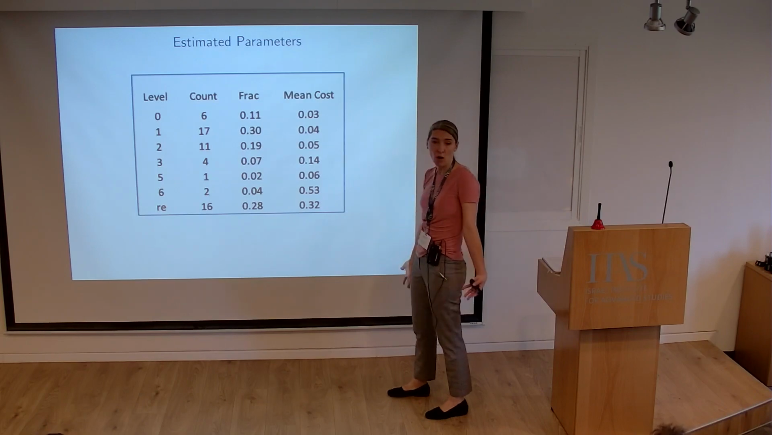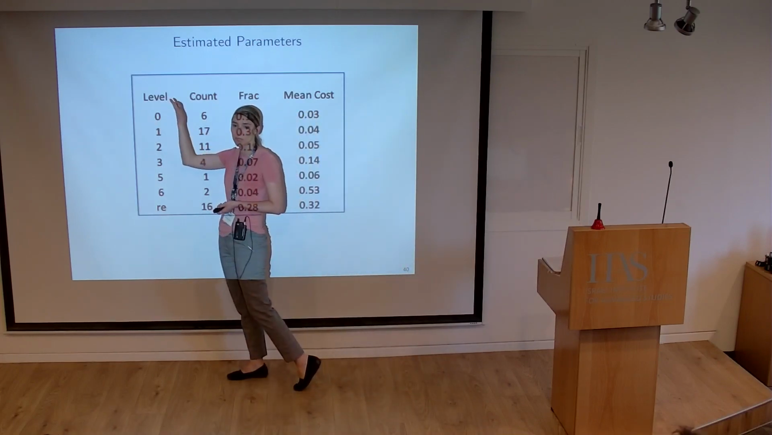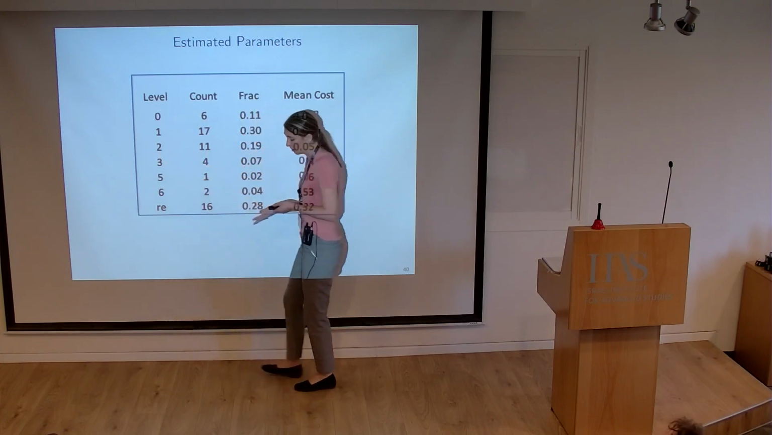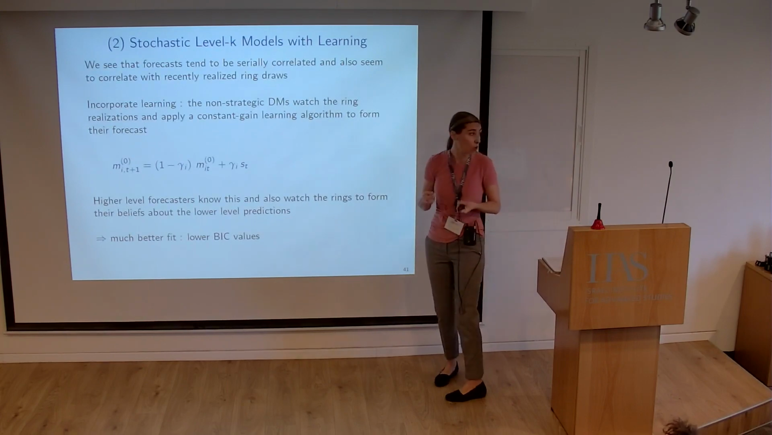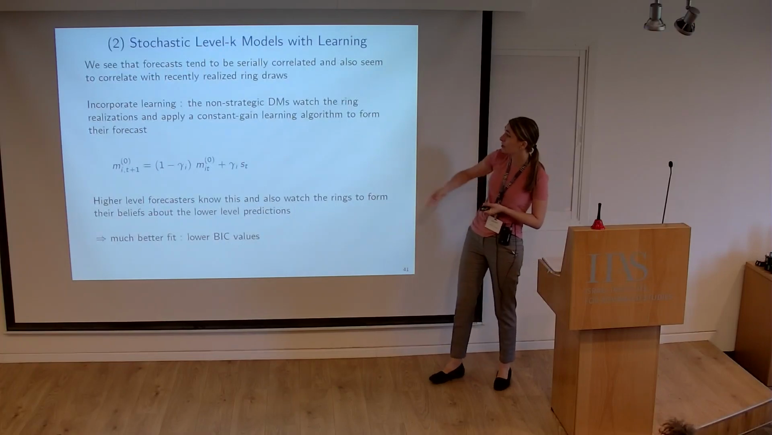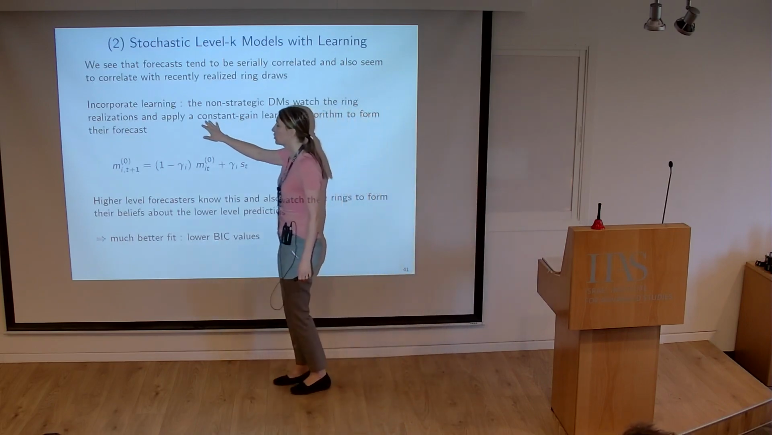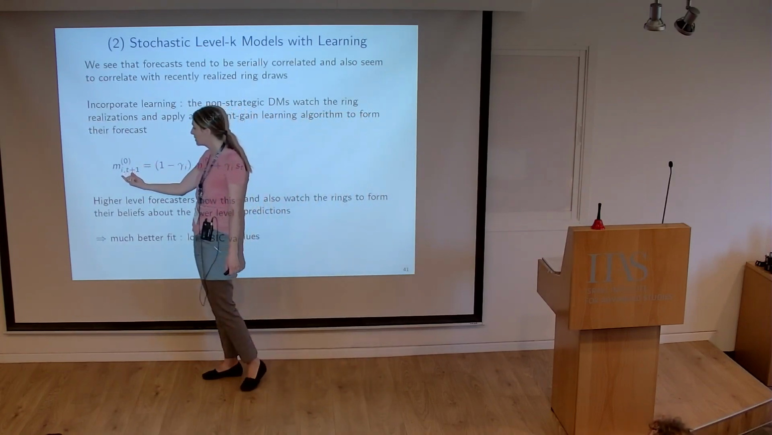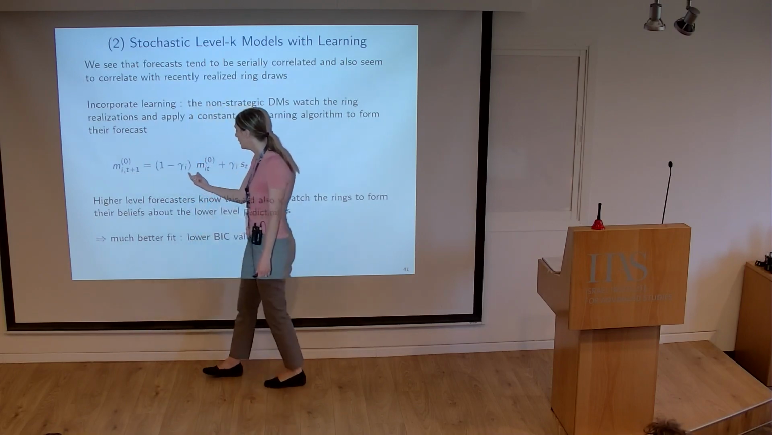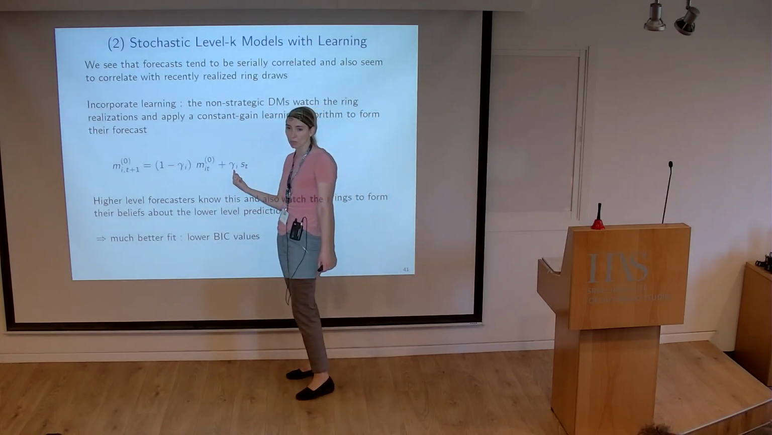Okay, so here we're not allowing at all use of the rings, right? So let's think about a more sophisticated level 0 decision maker who doesn't just randomly pick forecasts, but actually uses the rings. We see in the data that forecasts tend to be serially correlated, and they also correlate with recently realized ring draws. So let's incorporate learning. The level 0 decision makers watch the rings, and let's suppose, like in a big literature in macro, that they apply a constant gain learning algorithm to form their forecast. So the level 0 forecast of a decision maker in a given period is going to be a weighted average between their previous forecast and the ring realization, where the gain parameter gamma reflects how quickly they're responding to news, to information about the state.